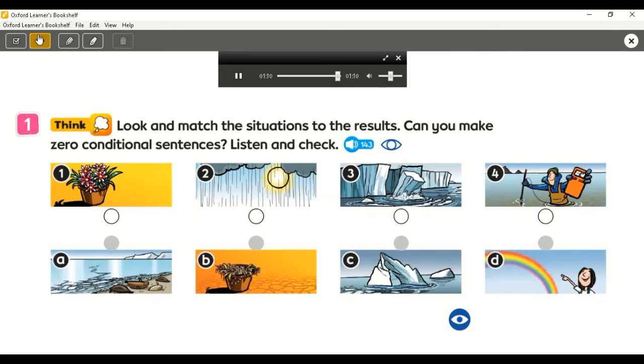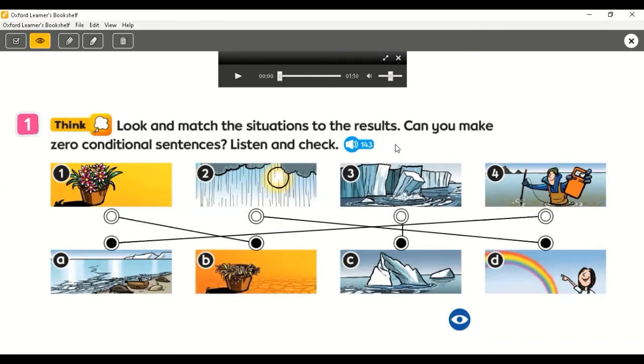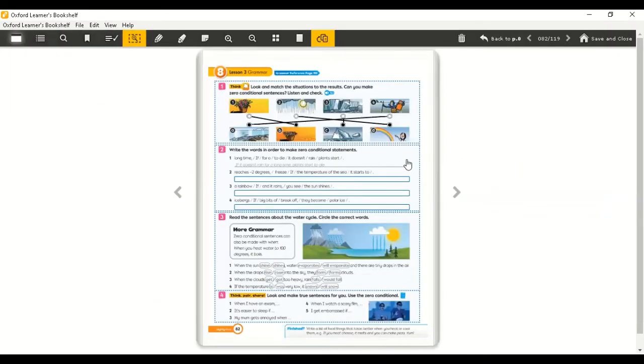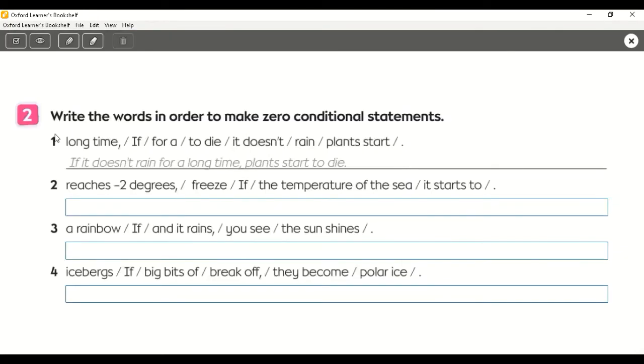Okay, so now can you match the situations here with the results here? Yes, great. Check your answers, please. 1 with B, and 2 with D, 3 with C, and 4 with A. Great job, my dear students. And now let's do question number 2.